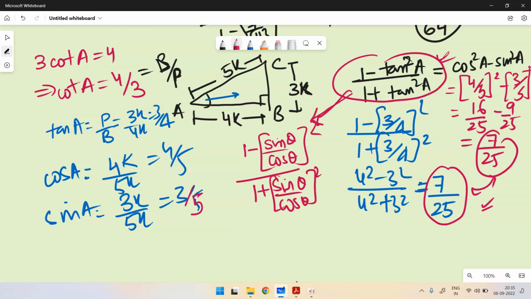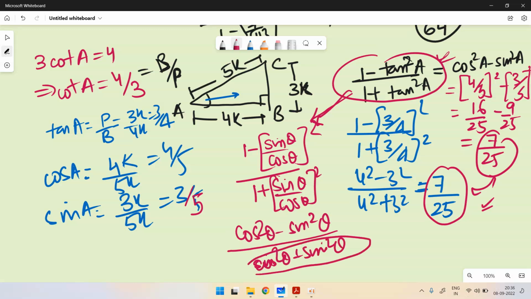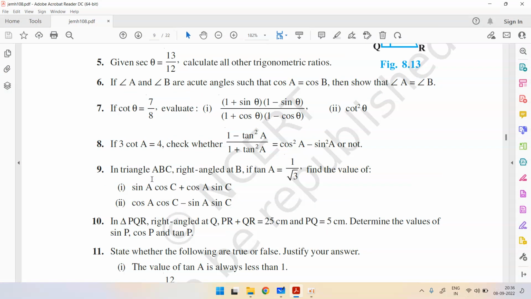So if you take the LCM as cos square theta, this will be cos square theta minus sine square theta by sine square theta cos square theta plus sine square theta. So cos square by sine square theta is nothing but 1, and this is cos square theta minus sine square theta. Hence proved. This was my second method. No need to use it here, you just substitute the value of this here, so that you should get the answer.